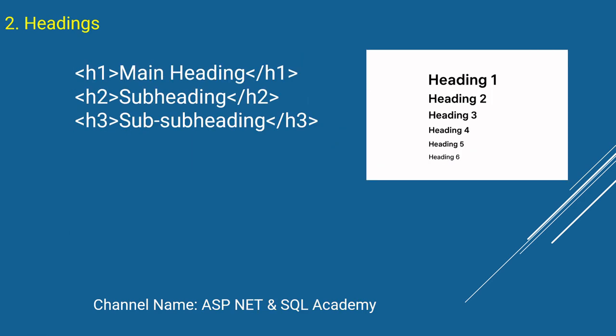Headings are used to define the structure of a web page. There are 6 levels of headings ranging from H1 to H6. H1 is the most important heading while H6 is the least important.